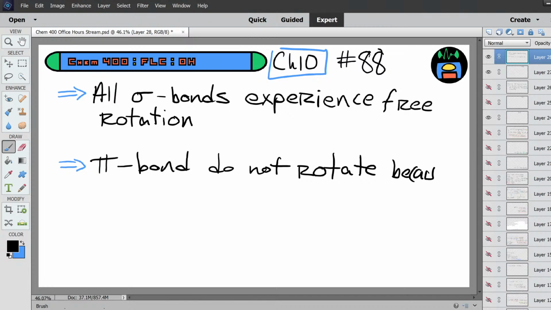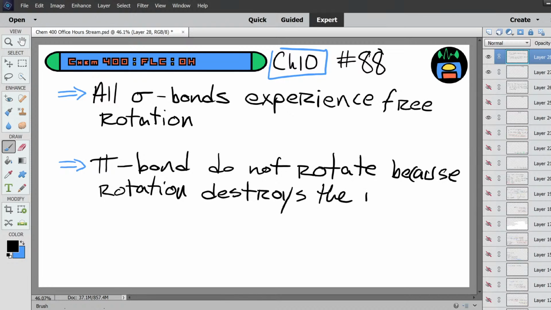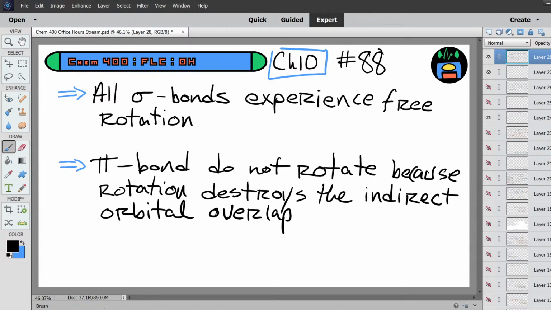Pi bonds do not rotate because rotation destroys the direct orbital overlap that forms the pi bond. In order for a pi bond to be there, you have to have those two p orbitals parallel to each other in space. So if you rotate one away, you've destroyed the pi bond. You have to keep those two parallel. So pi bonds are not free to rotate.